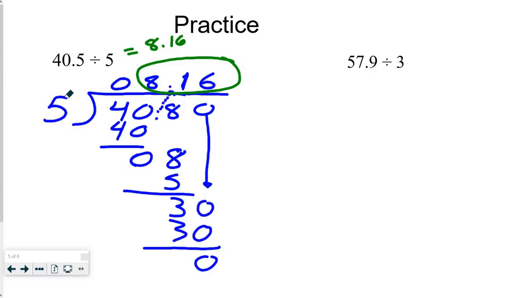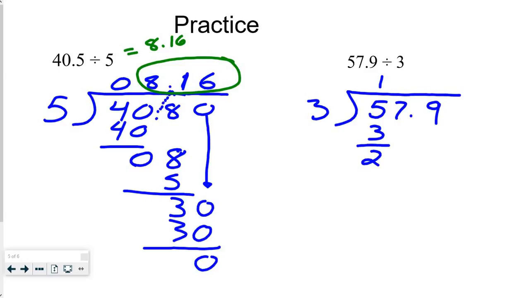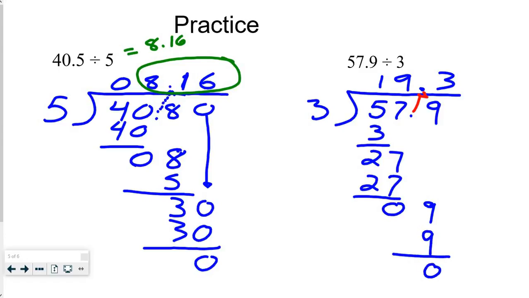If you wanted to go 3 into 57.9, it goes into 5 one time. So there's 3 times 1 equals 3, leaving 2. You drop that 7 down. 3 goes into 27 9 times. There's 27, that equals 0. Then 9, and there's a decimal here because there's a decimal there, so we just raise that decimal up. And then 3 times 3 equals 9, so there's 0. So your answer here is 19.3.